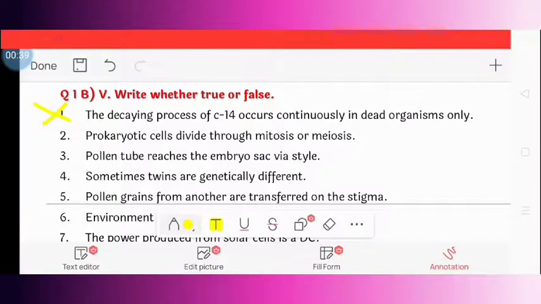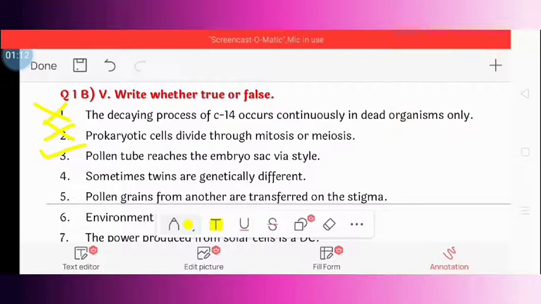Question number second, prokaryotic cells divide through mitosis or meiosis. So this statement is also incorrect or false because prokaryotes do not undergo mitosis or meiosis. They just divide by binary fission, which is similar to mitosis. Question number 3, pollen tube reaches the embryo sac via style. So this statement is correct. Pollen tubes reach the embryo sac via style.